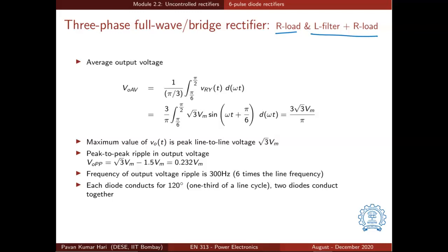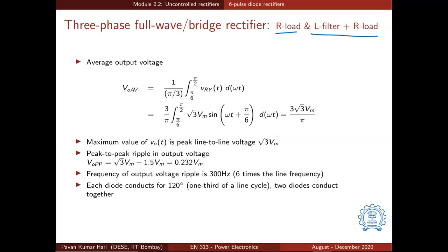The maximum value of output voltage is peak line to line voltage, which is root 3 Vm, and the peak to peak ripple in output voltage is root 3 Vm minus 1.5 Vm. So as you see, it is much better than 3-pulse rectifier and 2-pulse rectifier. In 2-pulse rectifier we were going down all the way to 0, and in 3-pulse rectifier we were going to half Vm, and now the peak value is 1.5 Vm.